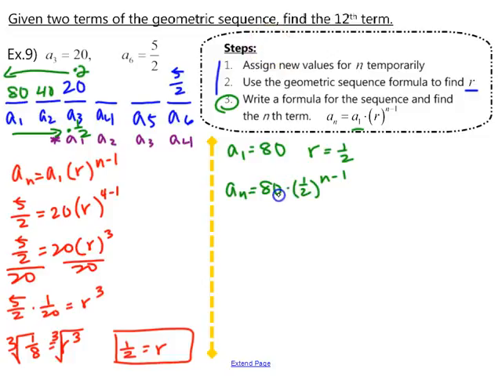Now our last step is to find the 12th term. So we're going to find a sub 12 by substituting in 12 for n. And then when you simplify this, we're going to get a sub 12 is equal to 5 over 128.